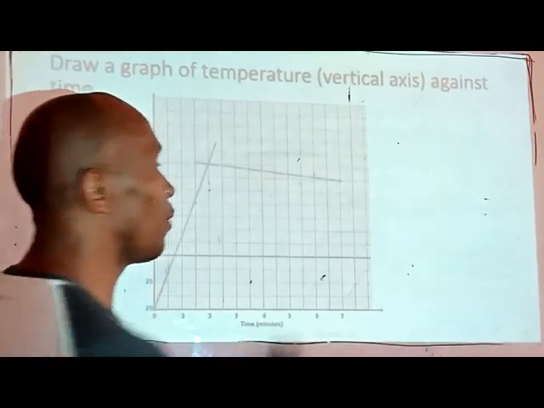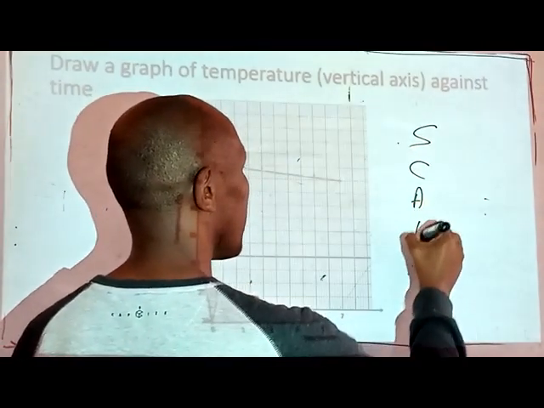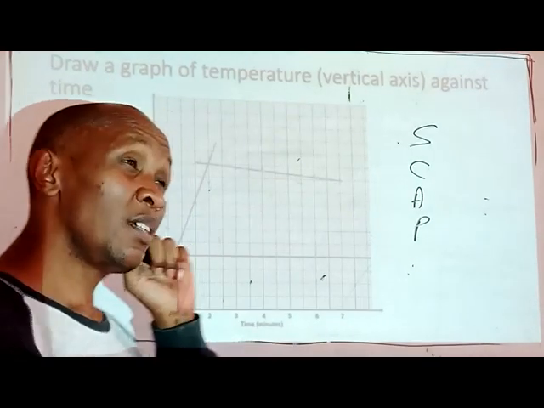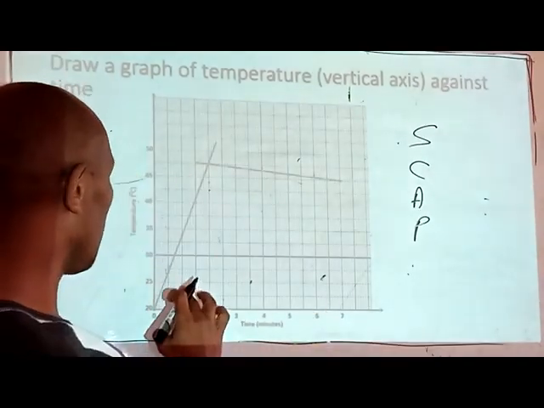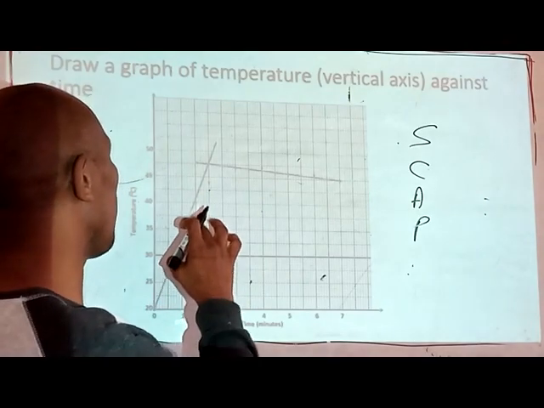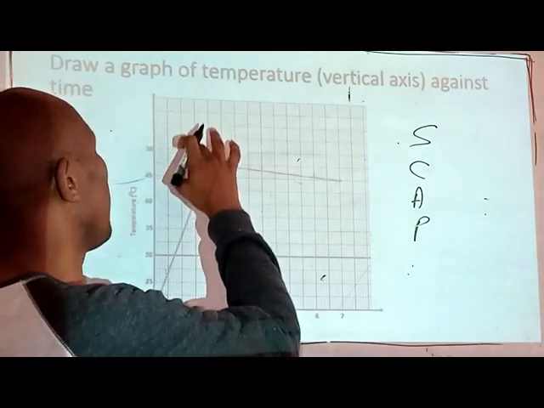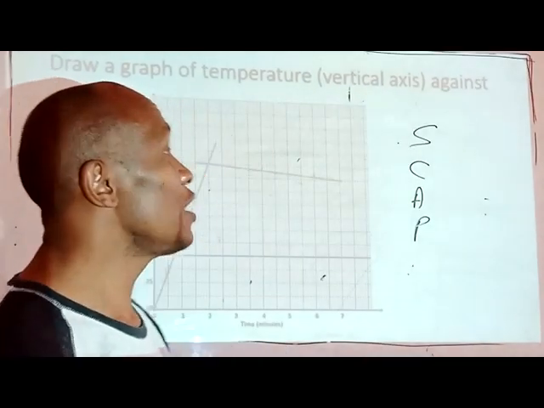That is my type of graph. Remember how the graphs will be marked? Scale, axis, and plot. Now, do you think I have a good scale? Have I covered 3/4 of that paper? 1, 2, 3, 4, 5, 6, 7, 8, 9, 10, 11 boxes out of 12, 13, 14, 15, 16. 11 out of 16, that is more than half.